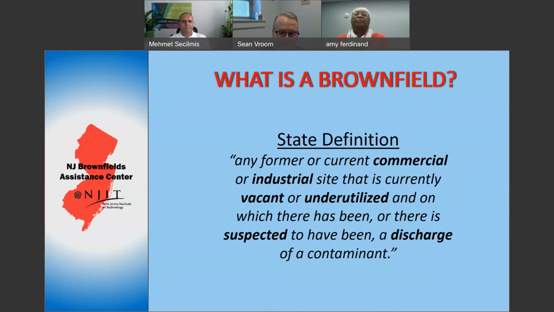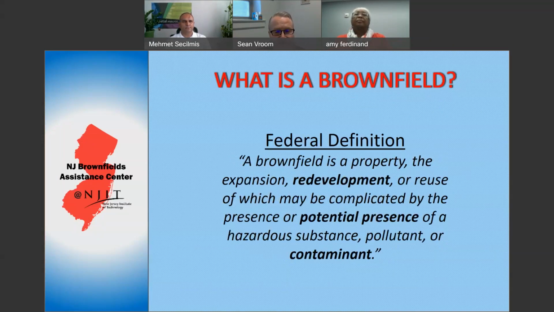discharge of a contaminant. The federal definition is basically the same, worded a little bit differently. A brownfield is a property, the expansion, redevelopment, or reuse of which may be complicated by the presence or potential presence of a hazardous substance, pollutant, or contaminant. So again, the definitions are very similar. The federal definition mentions the complications that existing contamination has on a site's expansion, redevelopment or reuse. Another thing to keep in mind is that although all contaminated sites are considered brownfields, not all brownfields are contaminated.